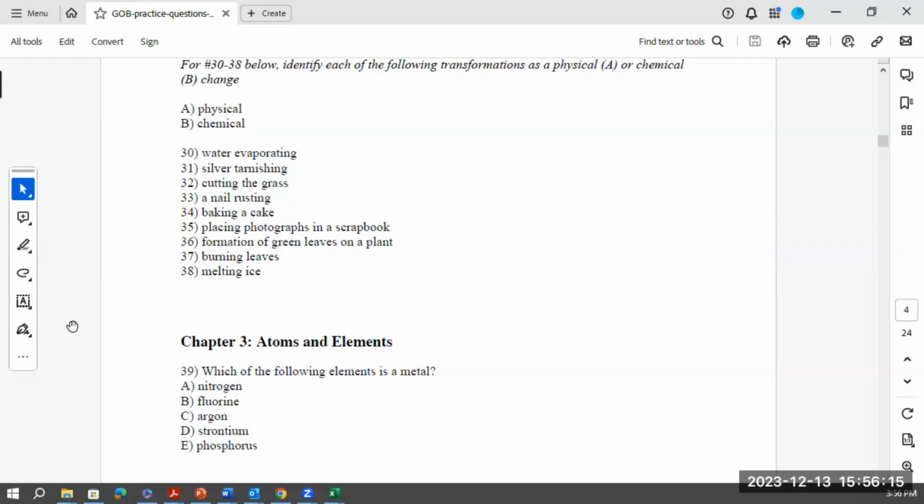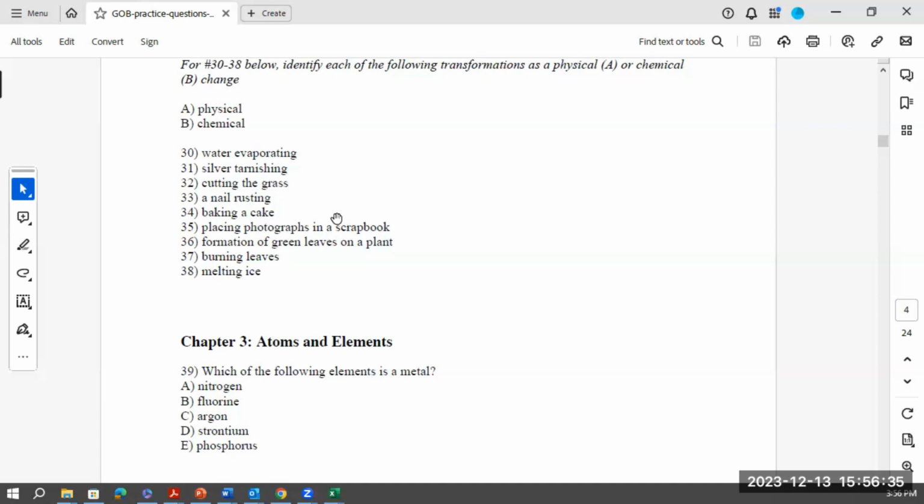Okay, so we're going to go through this real quick, right? You got to tell me if it's a physical reaction or a chemical reaction. You guys at home, are you ready to play? I want to hear some nodding. This is a group effort. Okay, 30. It says water evaporating.